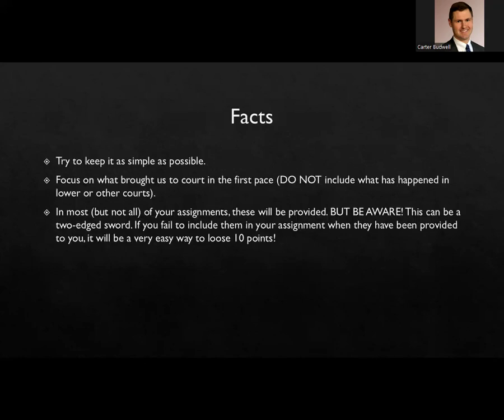So first, the facts. Remember, you want to try to keep it as simple as possible. Look at the facts that the court considered important in making their decision. Focus on what brought this case to court in the first place. Now, you want to be very, very careful in the facts section to not include what happened in the lower courts. That's typically procedural history.